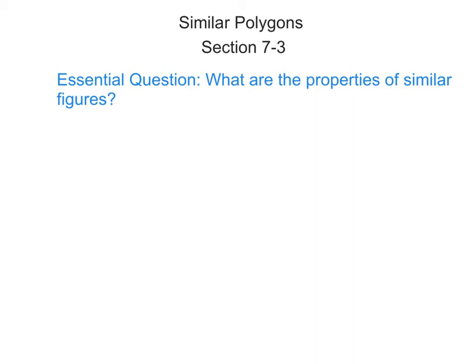In previous lessons, we learned about congruent figures. These are figures that have the same size and shape. So if that's true, what do we mean by similar figures? In general, we might think of similar figures as having the same shape but different sizes. So let's see what we can come up with for a specific definition for similar polygons.